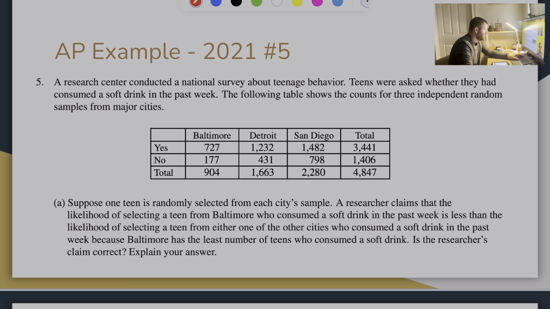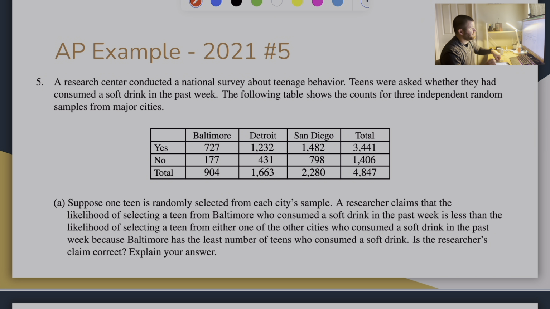And now I can input some numbers. Here we go. So 727, 1232, 1482. My no's were 177, 431, and 798. The significance level, I'm cool. We're just going to pick 0.05.